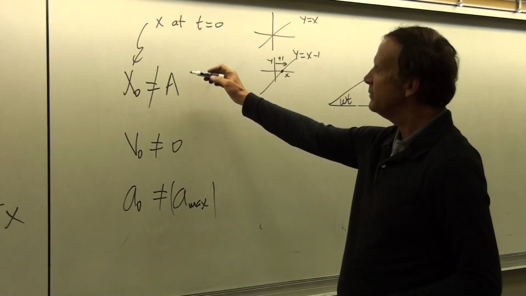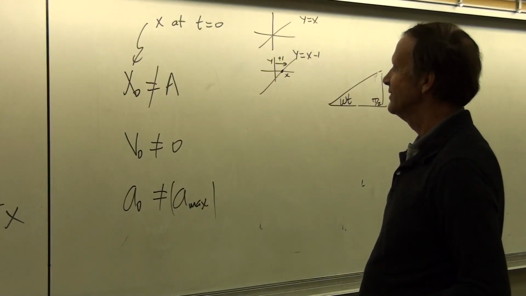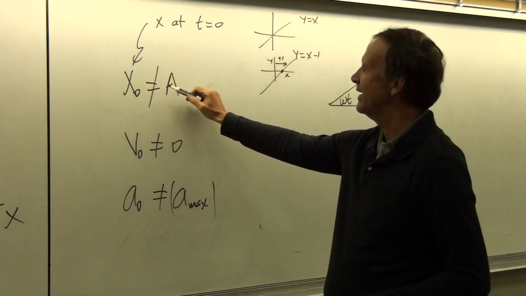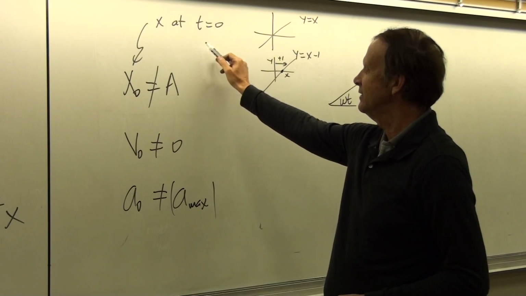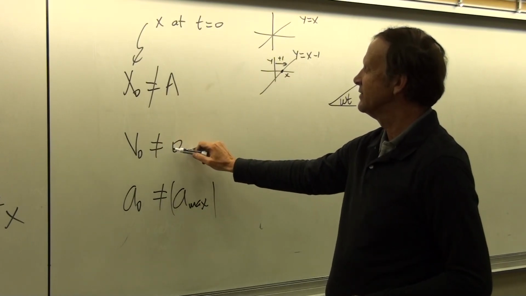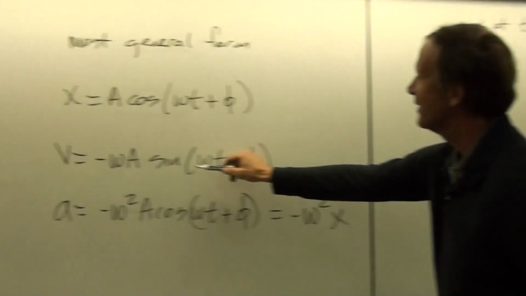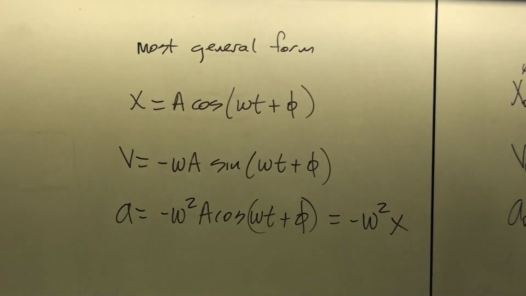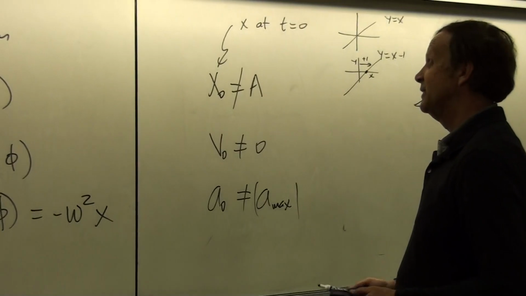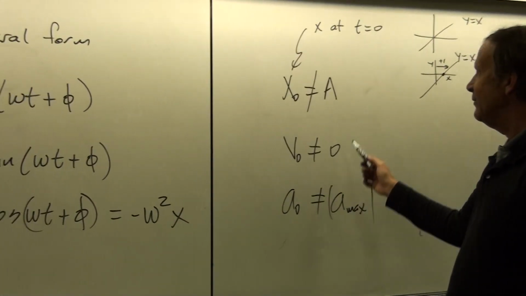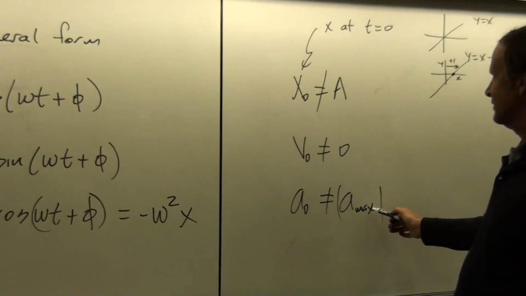Okay, so these would be the cosine solutions if these were equal. If x naught were equal to A at time equals 0, and v naught were equal to 0 at time equals 0, that would just be this one, with the sine of 0 being 0 and phi being 0. And the acceleration would be omega squared A, which is omega squared times x max.